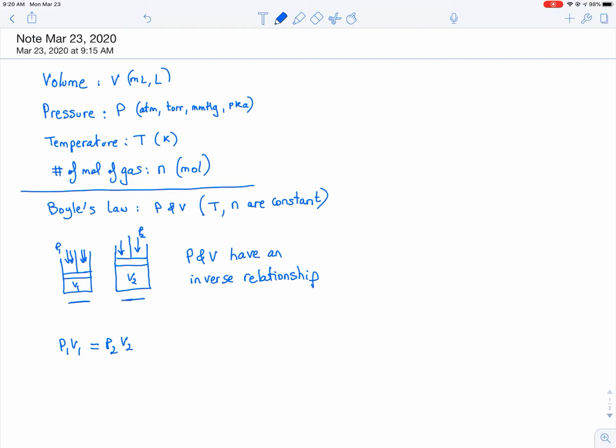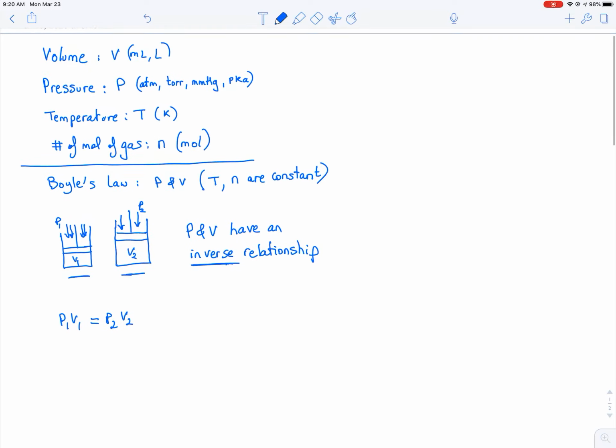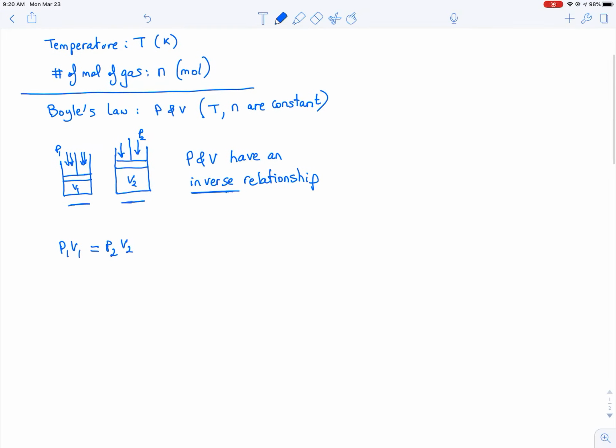Okay? So that's Boyle's law. That shows an inverse relationship. When P goes up, the V goes down. When V goes up, P goes down. All right, let me give you an example.